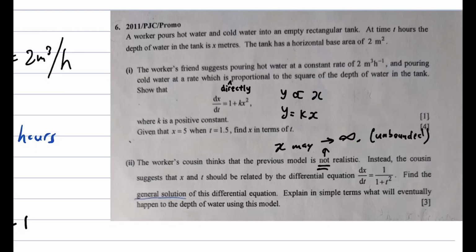Here, dx by dt, what do you think will be the opposite of unbounded? It converges to a point. Yes, correct. It will converge to a value. I'll just give the answer, which is pi by 2, but let's work it out. Why should it converge? Let's look at this differential equation, dx by dt equals 1 over 1 plus t squared.